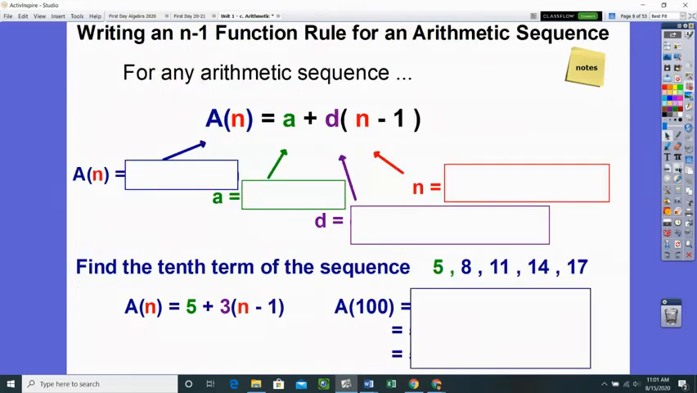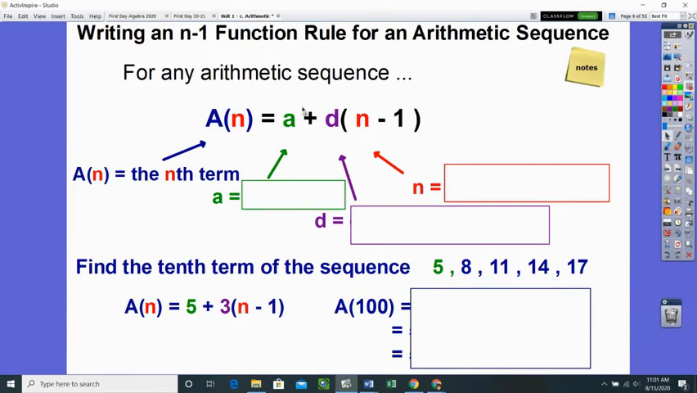It's an explicit rule. So here is the formula, and you're going to want to write this in your notes page, under formulas, right there. Okay. So let me describe what each one is. The a of n is going to be your output. It's going to be the value of the nth term.